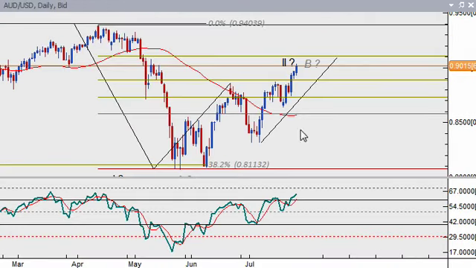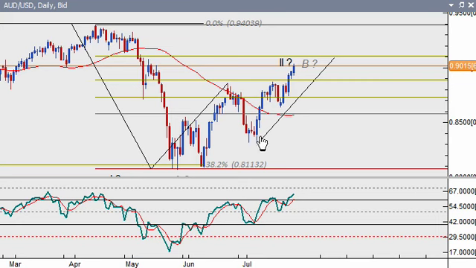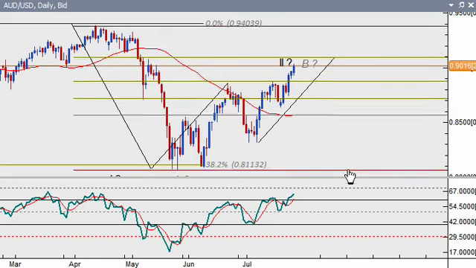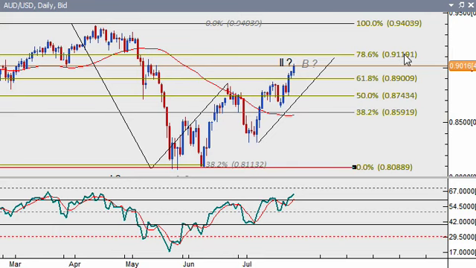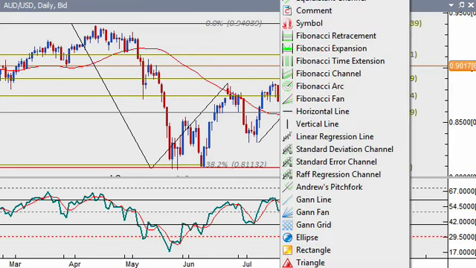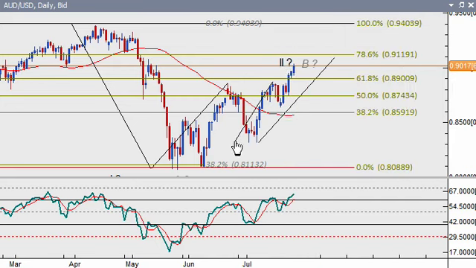Here's the Aussie dollar daily time frame. We saw today we are basically US dollar weak, so we continue this rally, and we may have this swing projection towards this 0.91 area, which is just below 78.6% retracement. Let's see if this projection also, it's sort of a fractal projection as well.